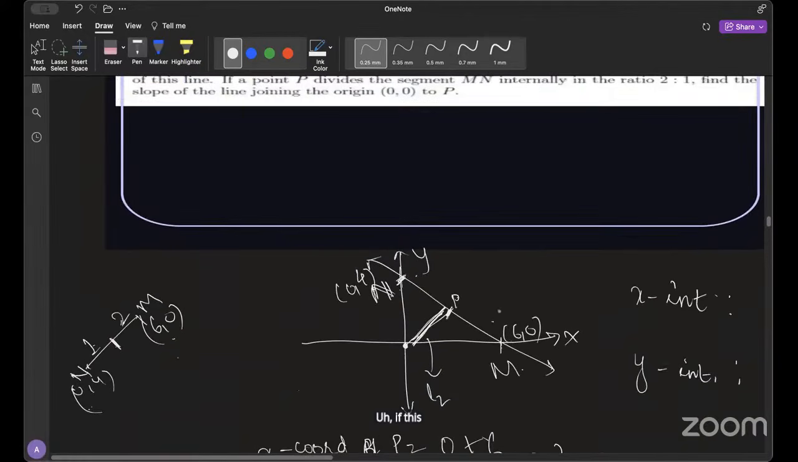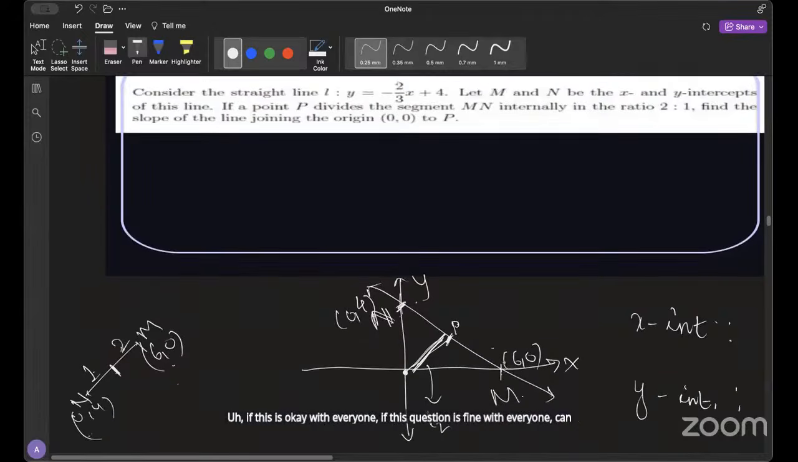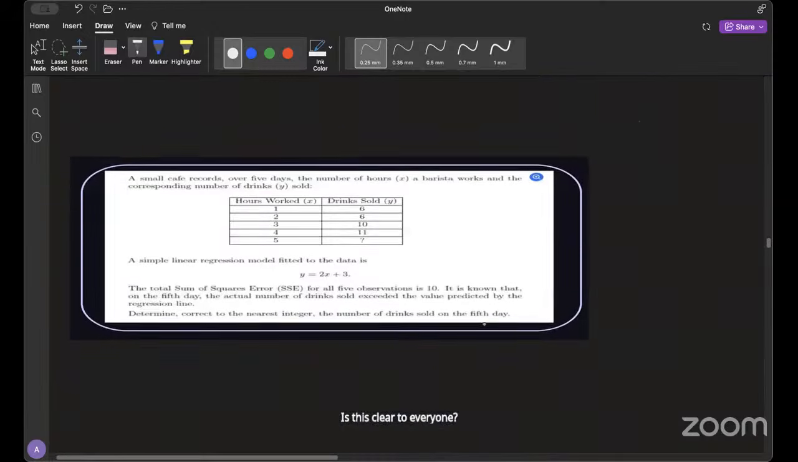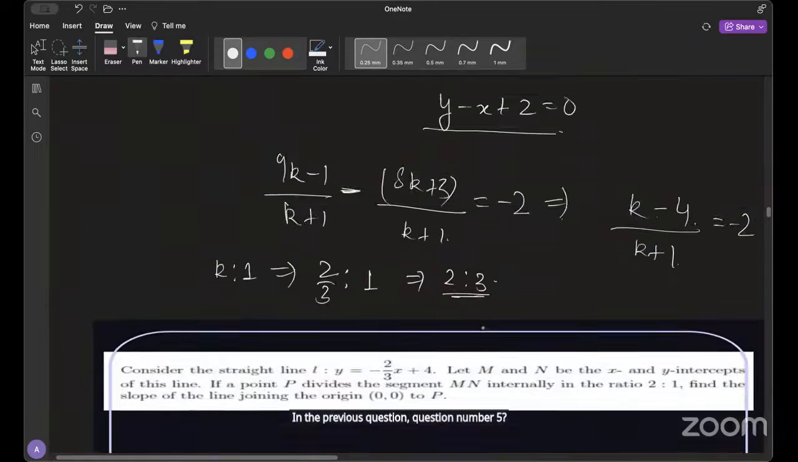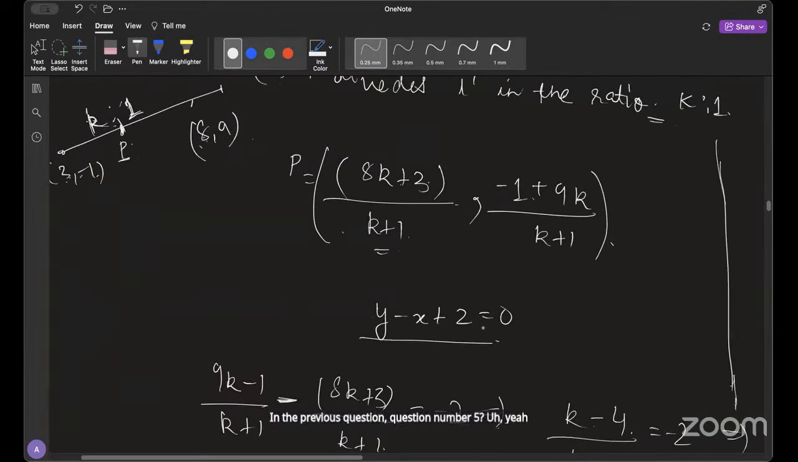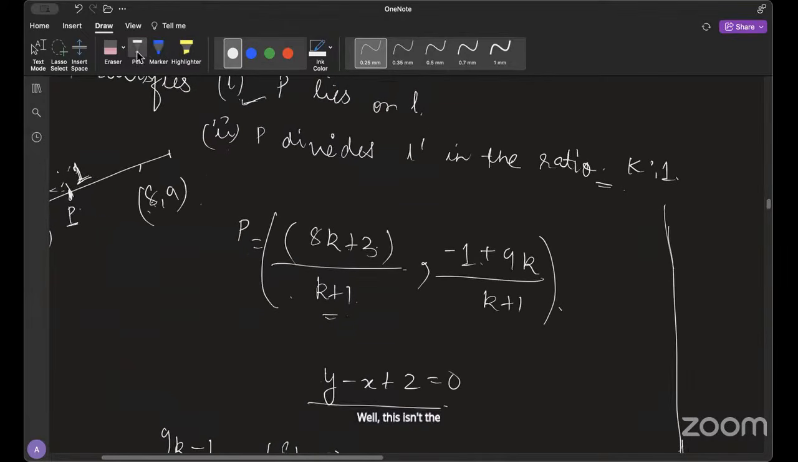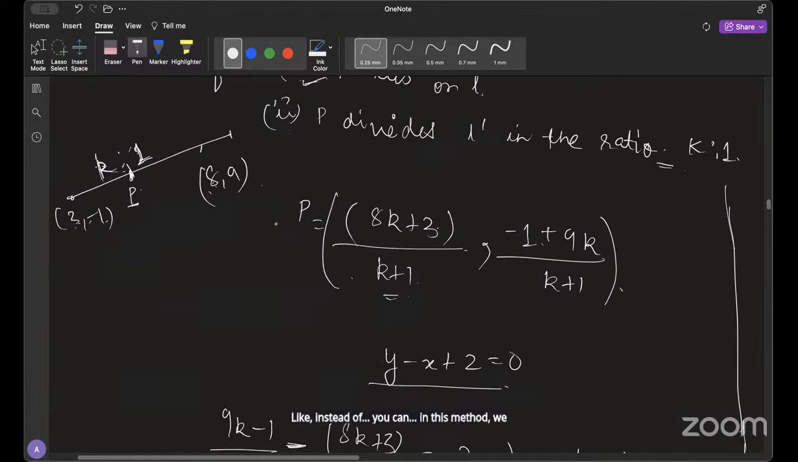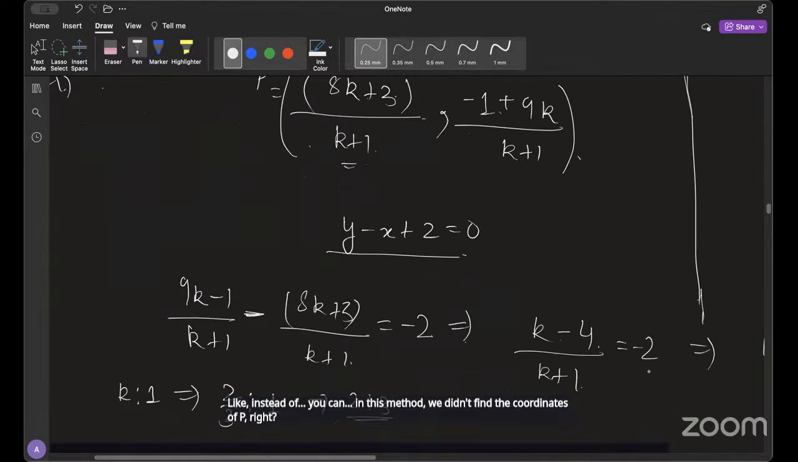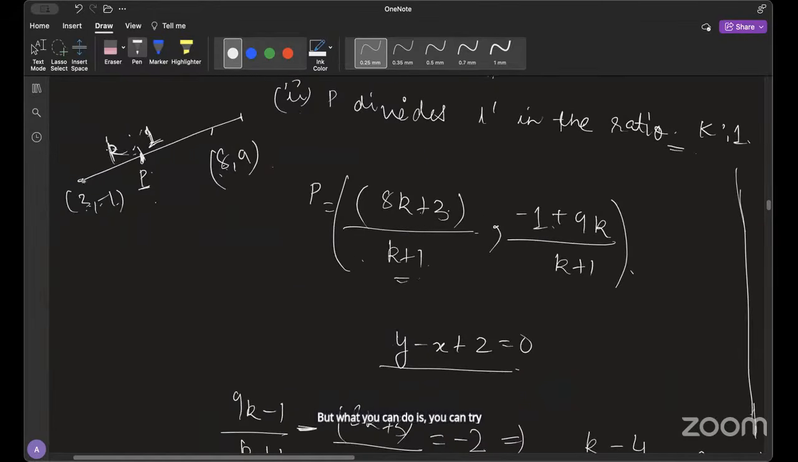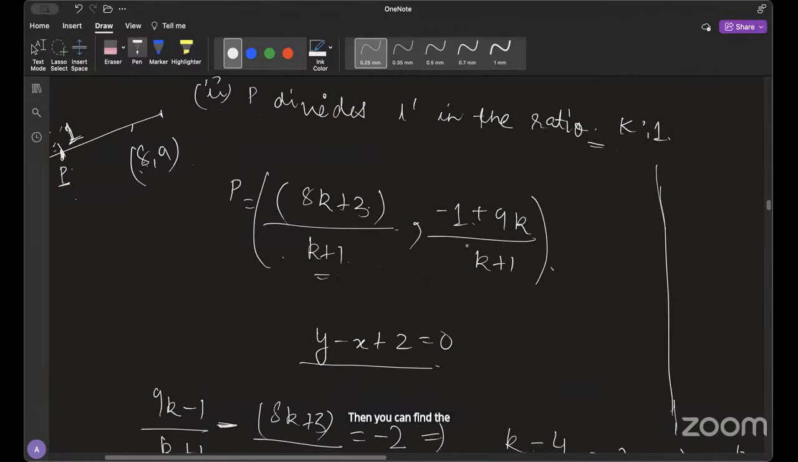If this question is fine with everyone, can we move to the next question? Is it clear to everyone? Yes, ma'am. In the previous question number 5, is that the only method to find the coordinates of the intersection point? No, this isn't the only method. In this method we didn't find the coordinates of P, right? We directly found the value of K without finding the point P. But you can try to find the equation of this line, and the other line's equation is already given to you. Then you can find the intersection of those two. That point will be P, right?